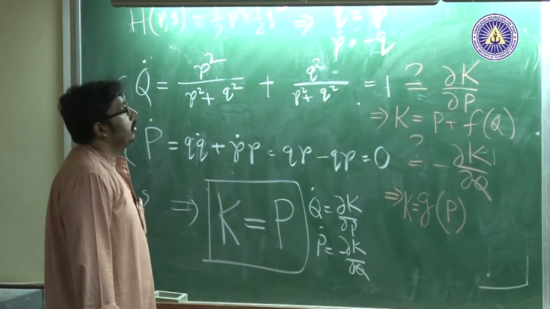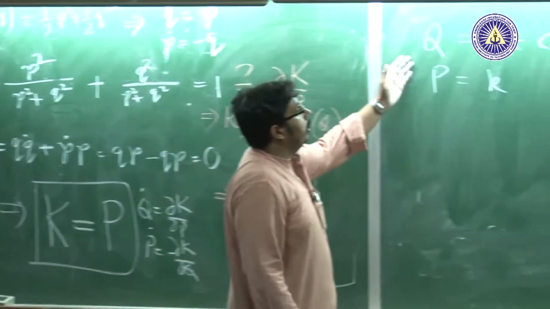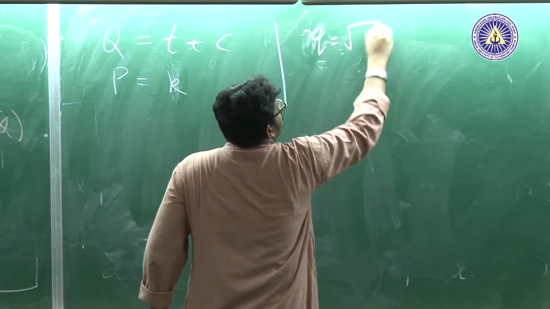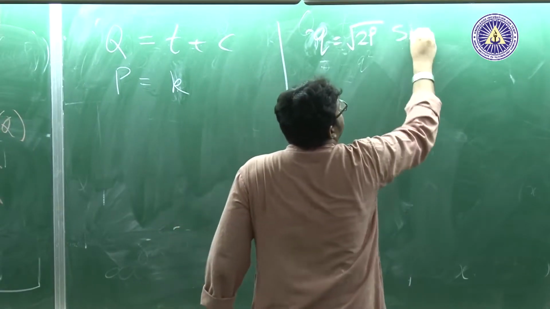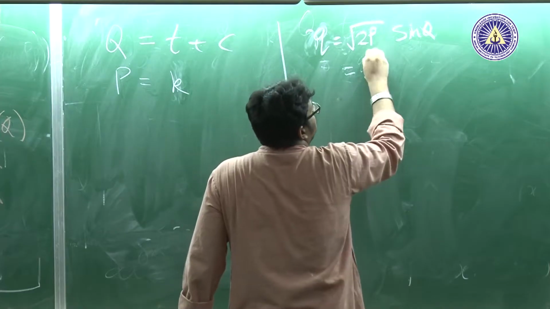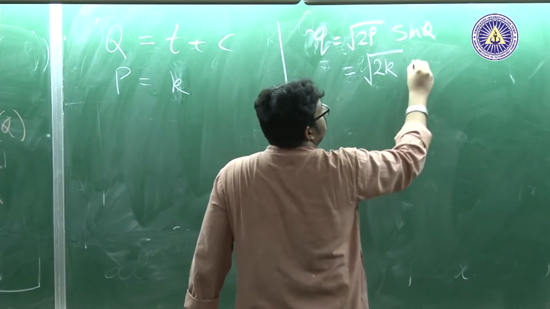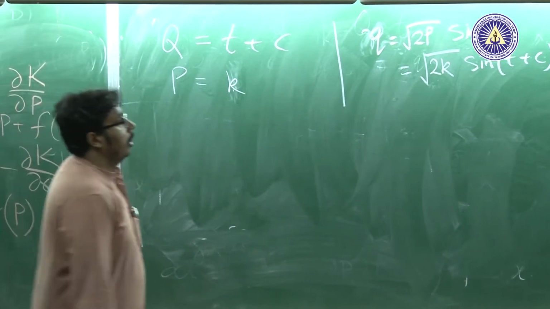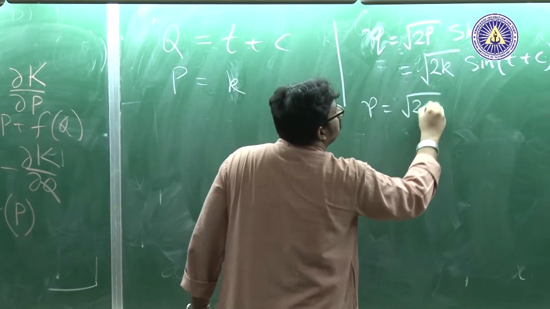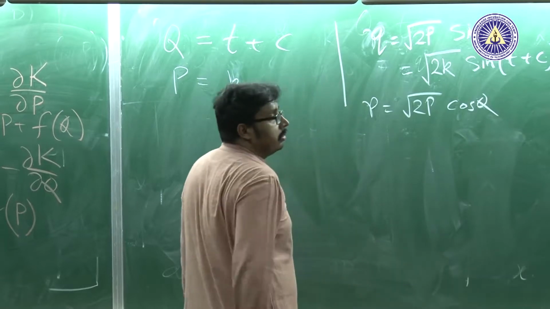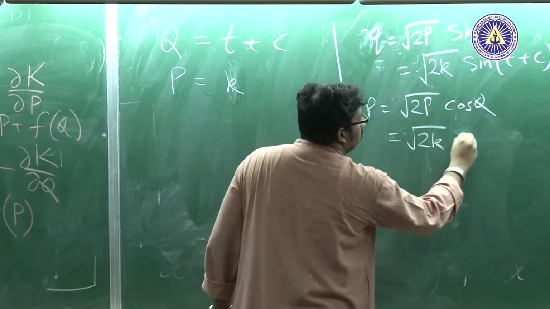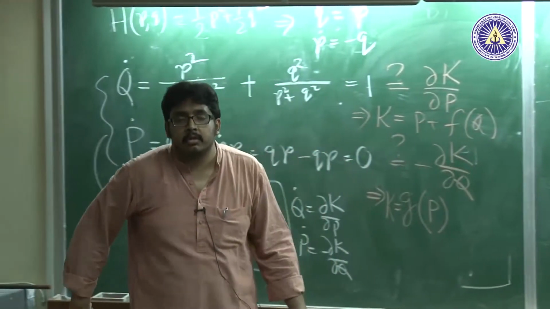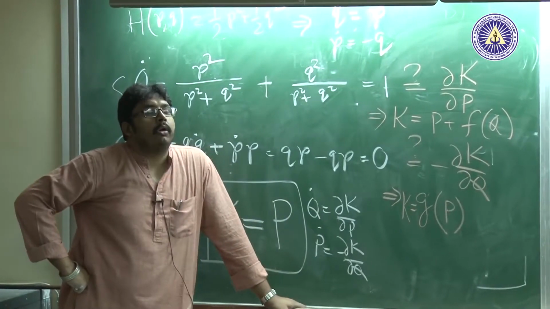Because I now know Q is this, P is this. Now recall, what was Q? Root 2P sine Q, which means this is nothing but 2K times sine T plus C. What is P? P was, which means this is nothing but, that's how simple harmonic oscillator behaves. We have solved the problem.